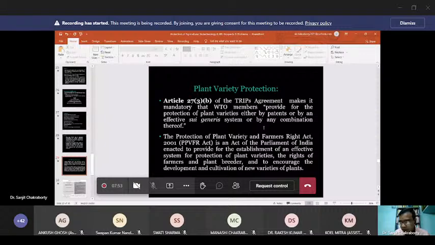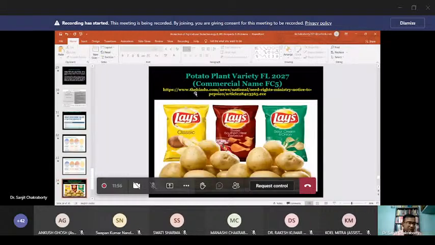Now, the projection: if we look into India's biotech industry projection, in the year 2018 it was 51 billion, and in the year 2025 it is expected to be a 102 billion US dollar industry. So obviously, we must look into its protection. This is the case I was talking about. This is a particular potato, under the commercial name of license. They again cultivated it.